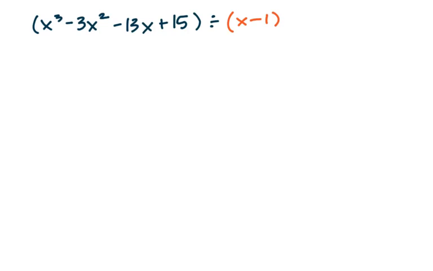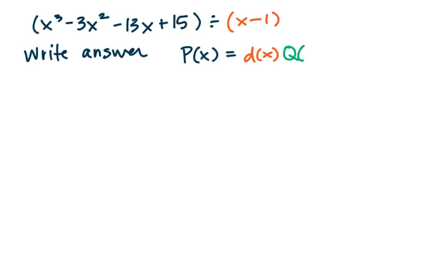So let's do another example here. I have x cubed minus 3x squared minus 13x plus 15, and we want to divide that by x minus 1. So we're going to do this division, and when we're done, we're going to write our answer in this special form such that p equals d times q plus r.